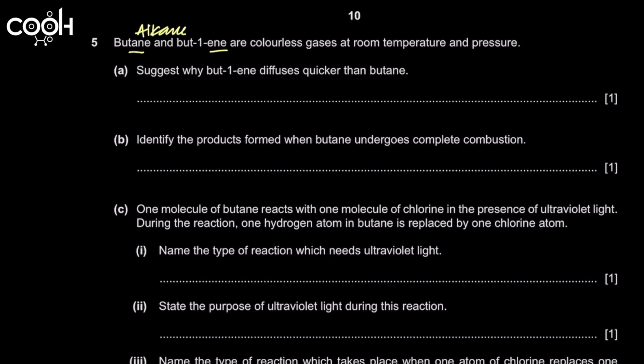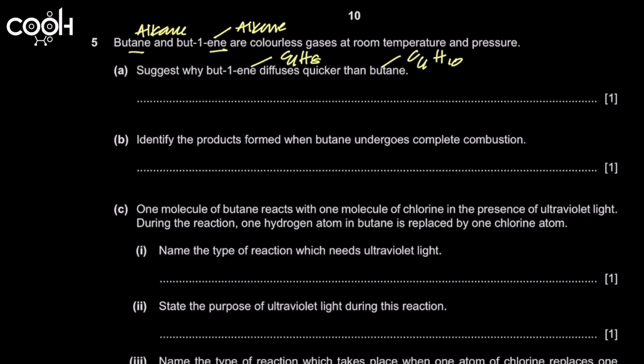And butene, because it ends with an ene, we say it's an alkene. Now, suggest why but-1-ene diffuses quicker than butane. Why? Because but-1-ene is an alkene. What's the formula for butene? It's C4H8. CnH2n is the general formula, right? And for alkanes, the number of hydrogens is going to be twice the number of carbons plus 2.